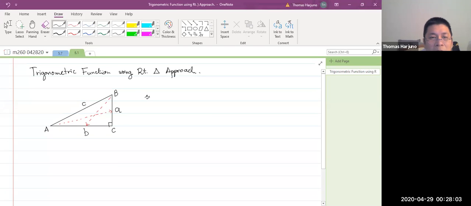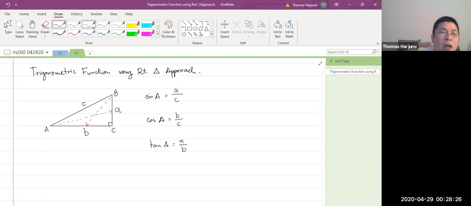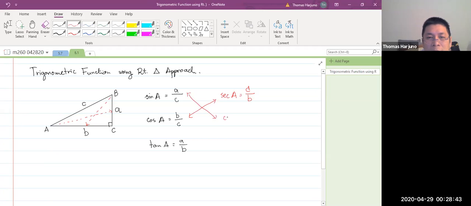Now, sine of A is defined to be the opposite of angle A over the hypotenuse. Cosine A is the adjacent over the hypotenuse. Tangent A is opposite over adjacent. Okay, and then the reciprocal of cosine is secant. So secant A is the reciprocal, that's c over b. Cosecant is the reciprocal of sine. That will be c over a, while cotangent is the reciprocal of tangent.